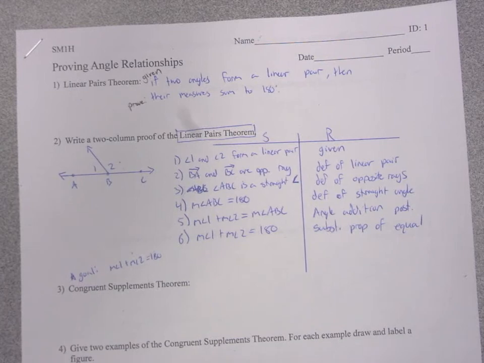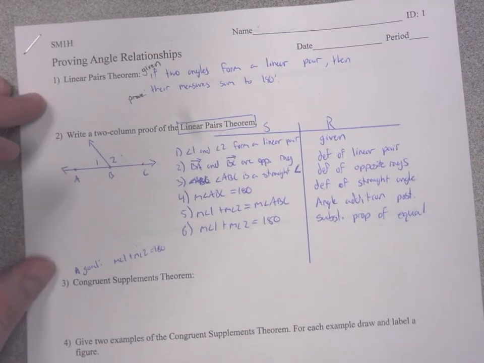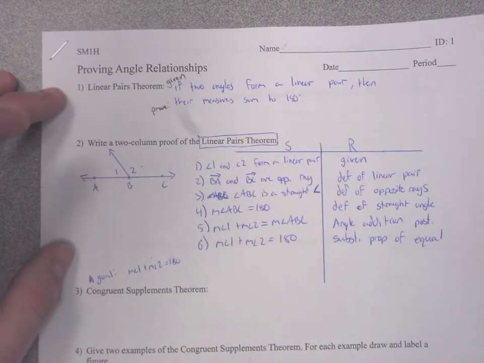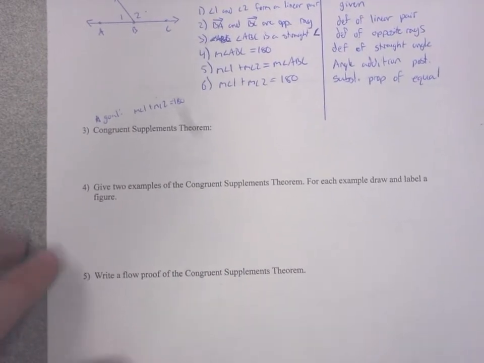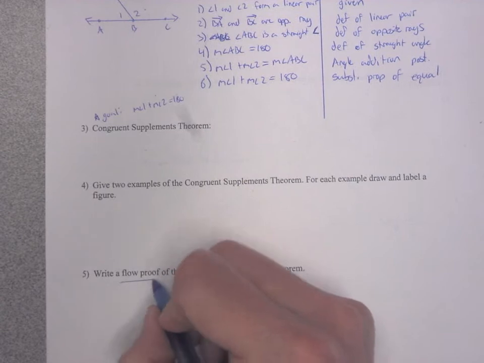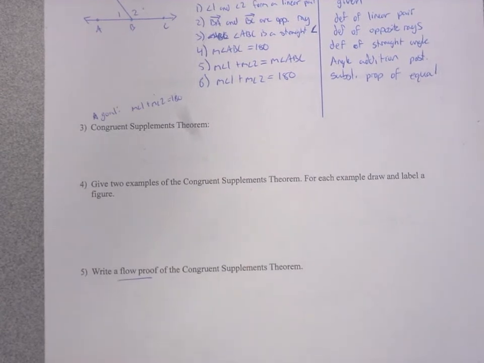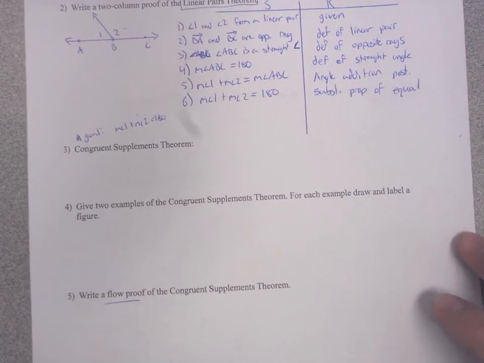Also, if you were in class but you want to go over these proofs again, just to study them and get the idea, you can do that here as well. Now, in the last video I posted, I talked about the linear pairs theorem and we did a proof for that. Now we're going to move on to the congruent supplements theorem, and we're also going to talk about this thing called a flow proof. Okay? Let's start with the congruent supplements theorem and what it says.